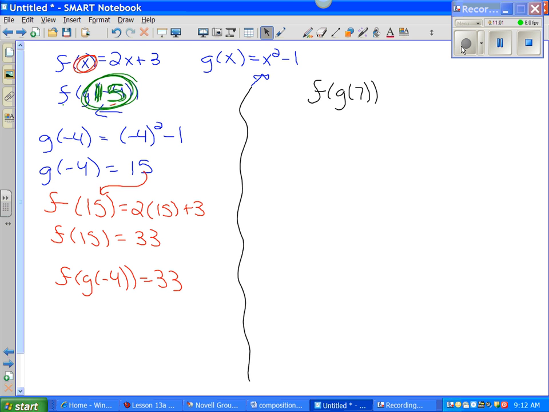Okay, I want you guys to try and find f of g of 7. Follow the same steps we did here and work your way down. I'm going to pause here and we'll come back in a moment.